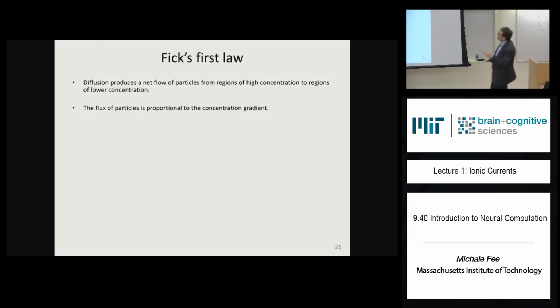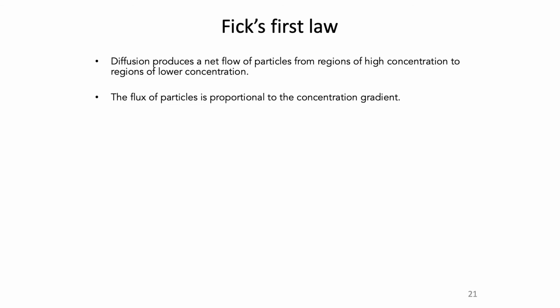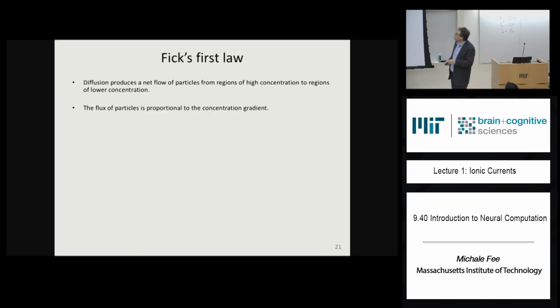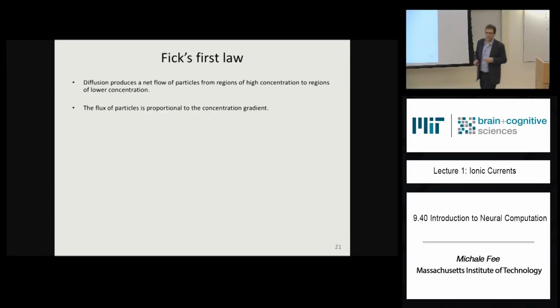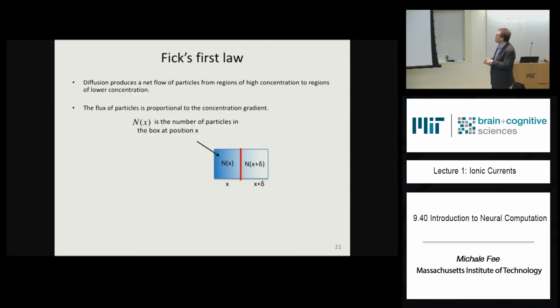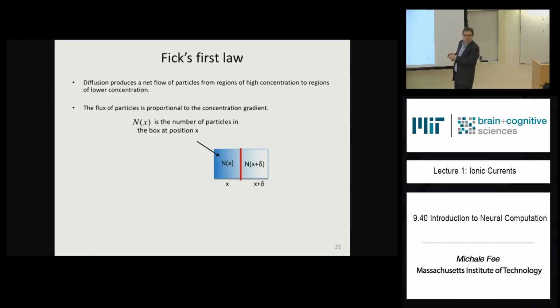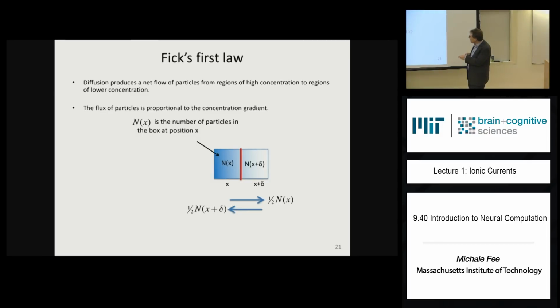What I'm going to tell you about now is called Fick's first law, and the idea is that diffusion produces a net flow of particles from regions of high concentration to regions of lower concentration, okay? And the flux of particles is proportional to the concentration gradient. Now this is really obvious, right? If you have a box, and on the left side of the box you have more particles than on the right side, then you're going to have particles diffusing from here to there, and you're going to have particles diffusing from there to there. But because there are more of them over here, there are just going to be more particles going this way than that way. Does that make sense?